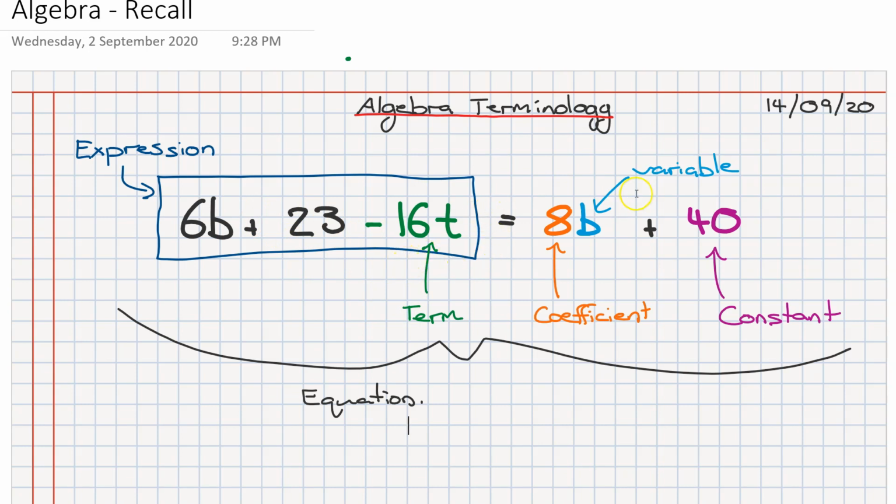So please make sure that you've copied this down word for word and symbol for symbol in your book, because this will be the basis of what you'll be referring back to for the remainder of the topic.